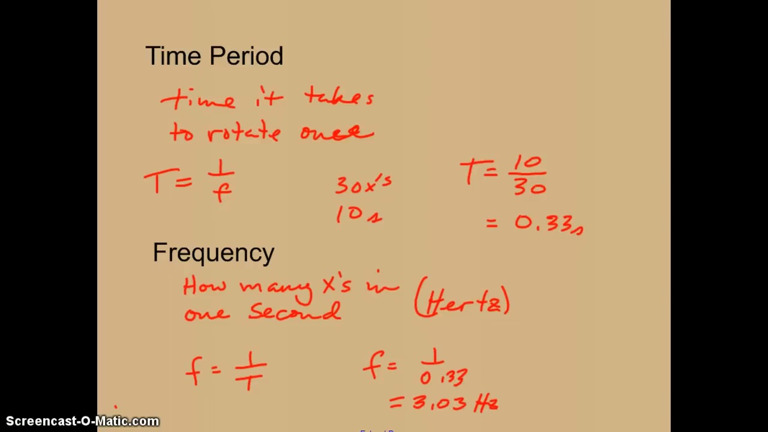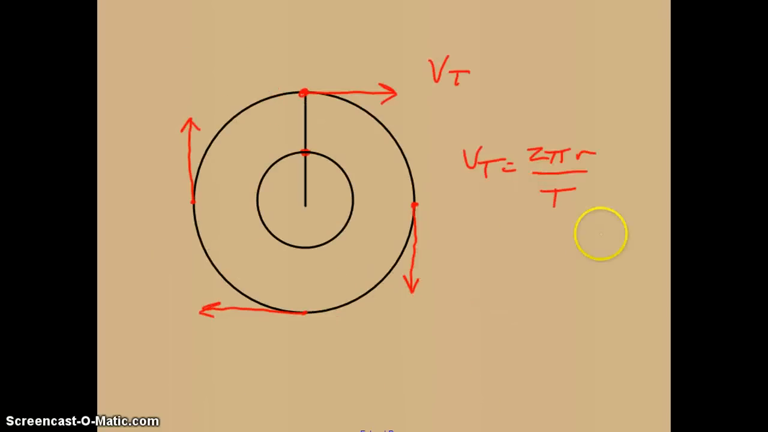So let's go back up to here. Now we've got our time period and we've got our circumference. This is distance divided by time. So if we have the radius of the circle, we take 2 pi r divided by the time period, and we get the tangent velocity of this object.